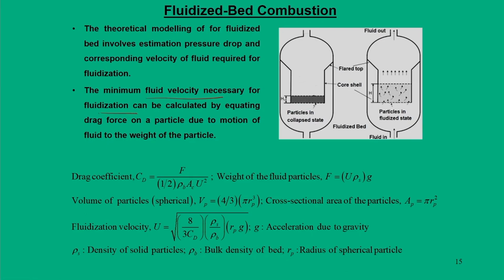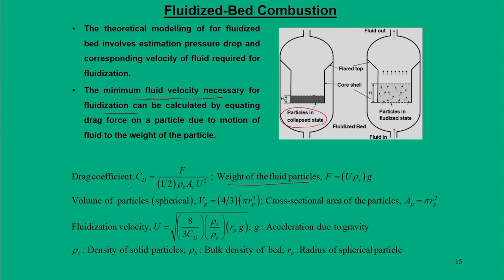That means, in the initial state, the coal particles are in a collapsed state. So, to bring it to a fluidized state, we require a velocity which is called the minimum velocity for fluidization, and this can be calculated by equating the drag force on the particle due to motion to the weight of the particle. If you look at this collapsed state and fluidized state, the mass is nothing but the weight of the fluid particles, which can be written as u times rho s into g. Rho s is nothing but the density of the solid particles.